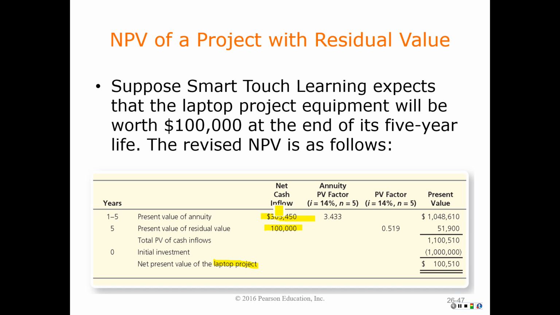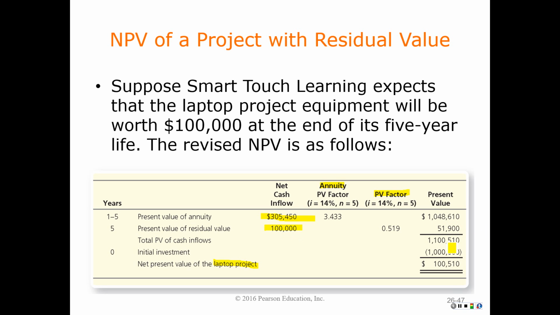But now remember, for our cash flows of $305,000 a year, we were using the annuity table. Now we simply want to know what is the present value of this $100,000 using the same 14% in 5 years, but in my present value table. It is a lump sum that I want to determine what this $100,000 would be worth today. 5 years earlier, it would be $51,900.